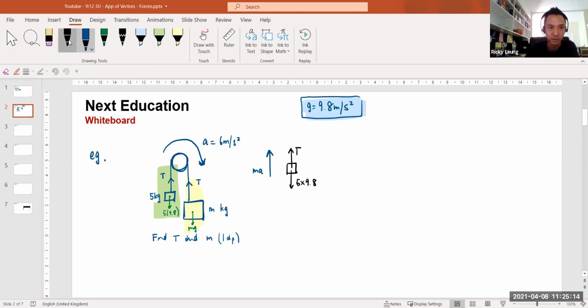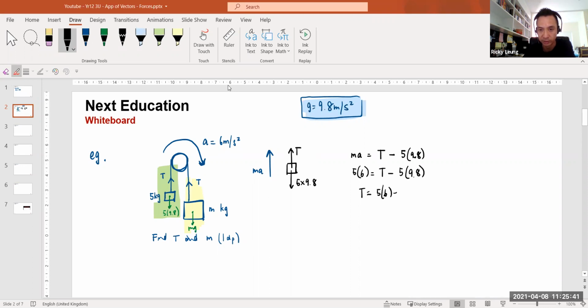So if I resolve forces, I know that ma equals tension, because they're both pointing upwards. Tension's positive, the gravity force is negative, so 5 times 9.8. Sub in my 5 times acceleration of 6 equals T minus 5 times 9.8. I can do tension then equals 5 times 6 plus 5 times 9.8. Get the value of tension quite easily.